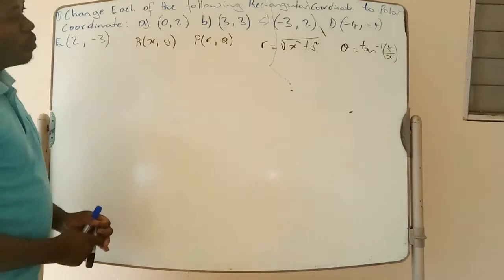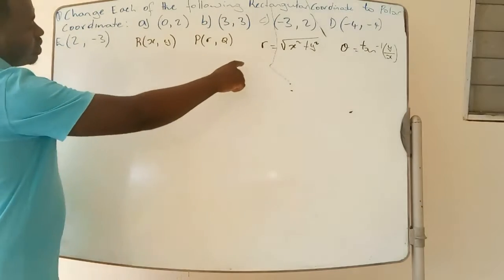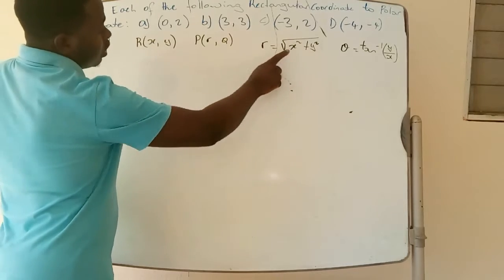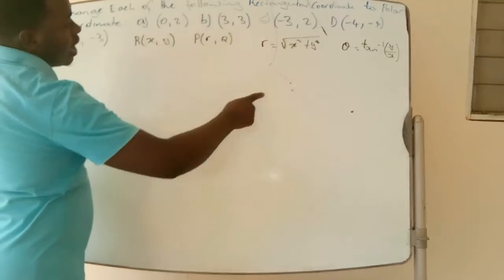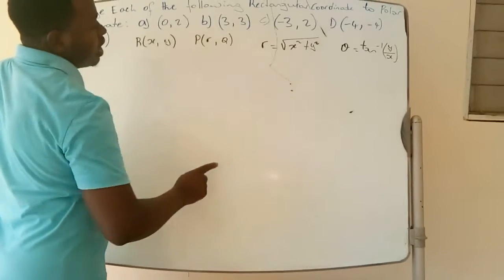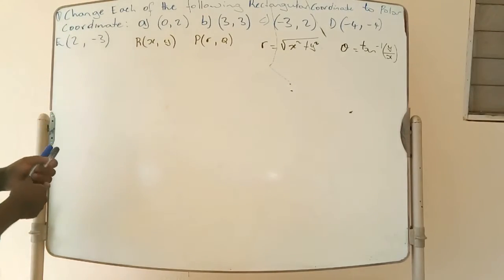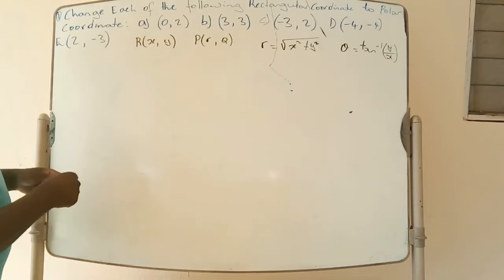Now, there are two formulas you need to remember. r is equal to the square root of x squared plus y squared, and theta is equal to tan inverse of y over x. So, let's convert the first point here.